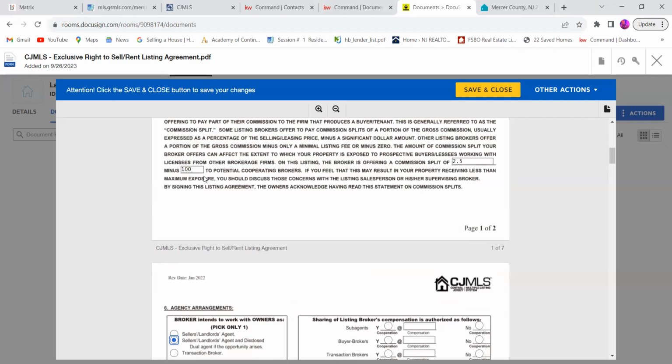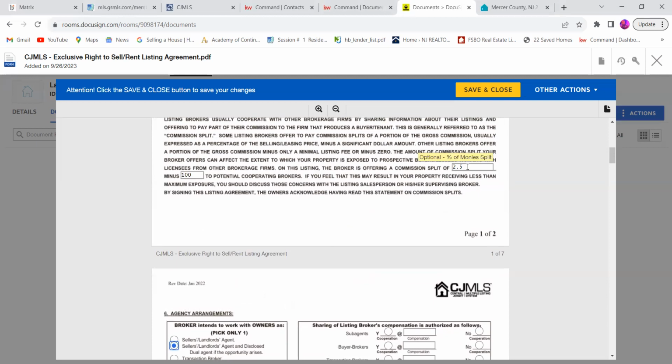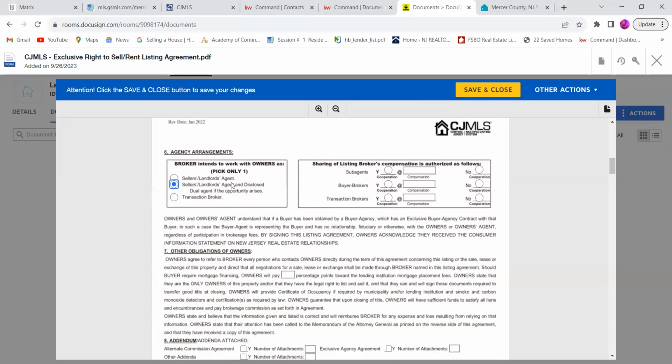That means you don't have to do any of this. You don't have to give the split. This money goes all to you. You get the full commission. You get the full 6% commission off of that. So always make sure you hit this button on everything that you see that has agent and disclose dual agency. If the opportunity arises, always click that one.